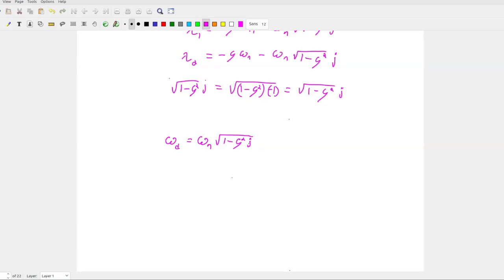Sorry, that is not right. 1 minus, there is no j, right? So 1 minus zeta squared. And that is our damped natural frequency.